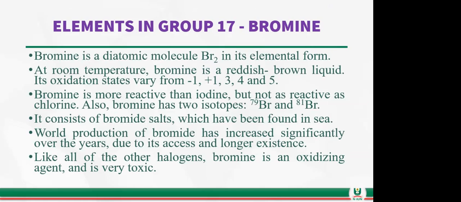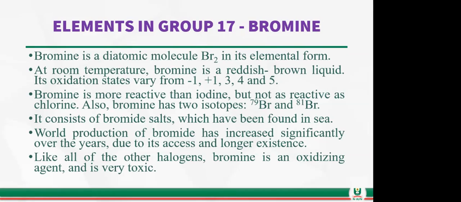Bromine is a diatomic molecule, just like we have said generally about all the halogens. At room temperature, bromine is actually a reddish brown liquid. Its oxidation state varies from -1 to +1, 3, 4, and 5. Of course, because of the available d orbital, an expanded octet is possible. But in all of this, the number one thing that is very paramount to them is the -1 oxidation state. Because all of them have 7 electrons in the outermost shell, it is easier for them to gain one more to become -1 than to lose the whole 7 to become +7. That's why the number one oxidation state of them is -1.